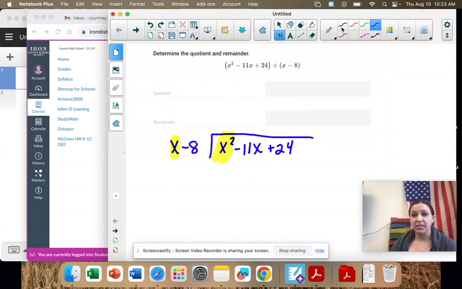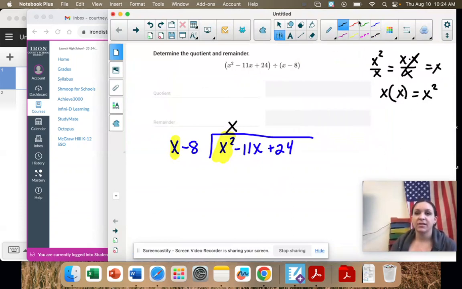And I'm thinking to myself, x times what gives me x squared? And if you don't know, I want you to use division. So you would take x squared divided by x, which gives you, if you have two x's and you take one out, you're left with just 1, okay? Or x times something gives me x squared. Well, you have 1x, you just need one more. So it's x, and then we multiply both terms.